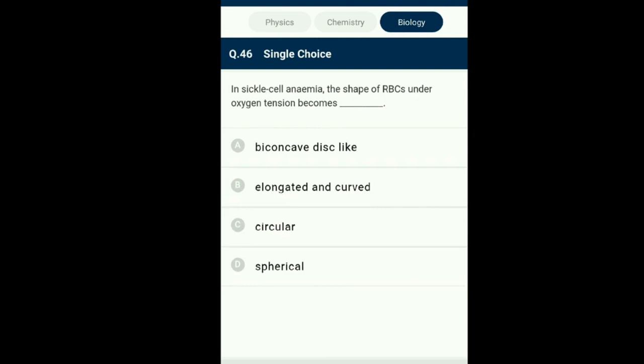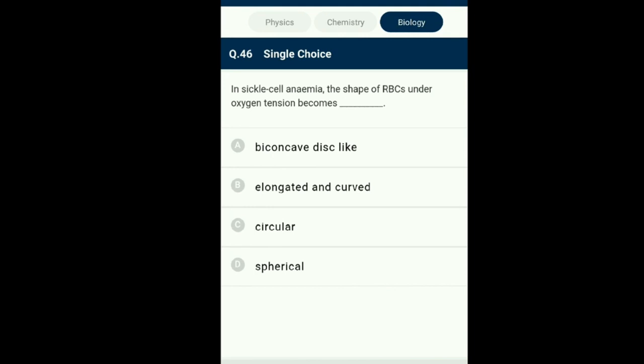Question number 40. In sickle cell anemia, the shape of RBCs under oxygen tension becomes. Sickle cell anemia is a type of genetic blood disorder which is inherited from the parents. The person suffering from it develops an abnormal hemoglobin that leads to the formation of elongated and curved or sickle shaped RBCs. Such a condition occurs when the individual inherits two abnormal copies of the gene for beta globin chain of hemoglobin, one from each parent. The abnormal hemoglobin formed is not able to carry enough oxygen, and this causes the formation of rigid non-liquid protein strands that distort the shape of RBC.